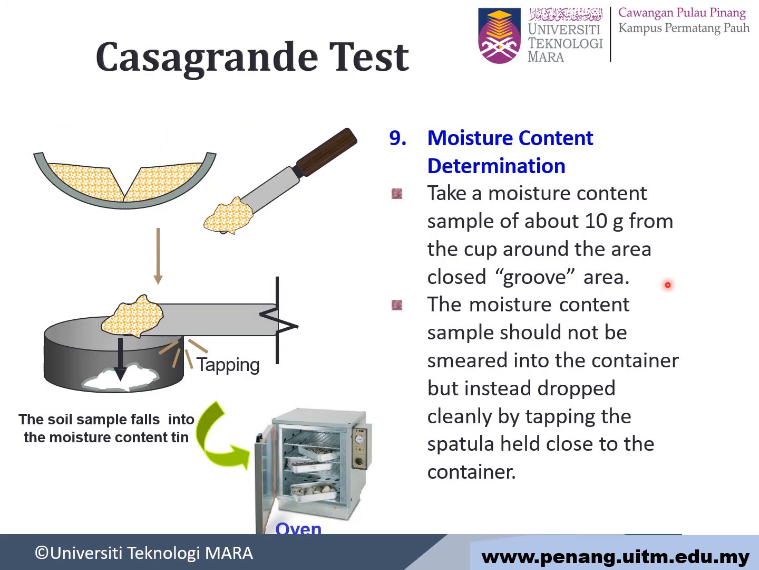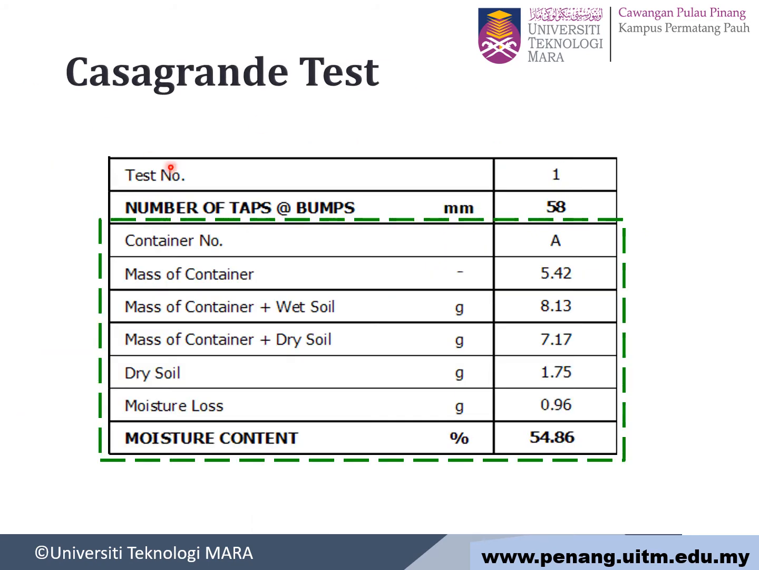Step number 9, moisture content determination. Alright guys, this is the result of the Casagrande test. For example, this one is test number 1, the first test. The moisture content is 54.86. To determine the moisture content, the moisture loss is divided by the dry soil times 100%.